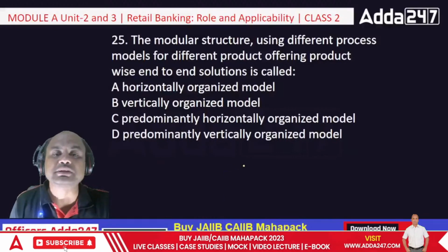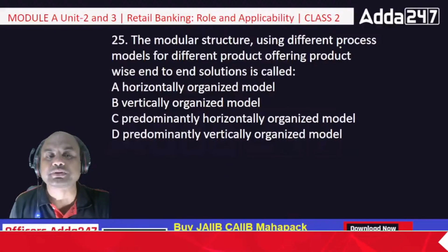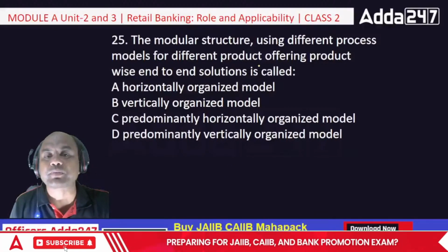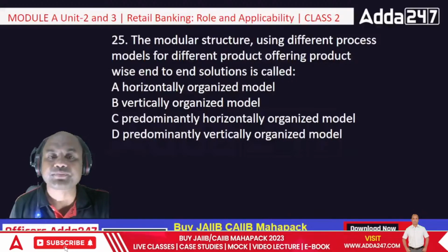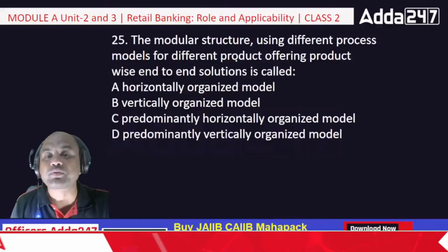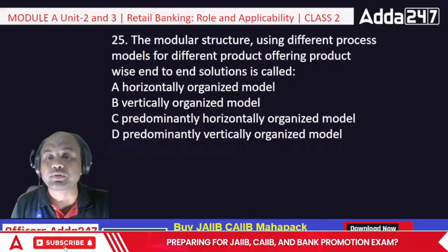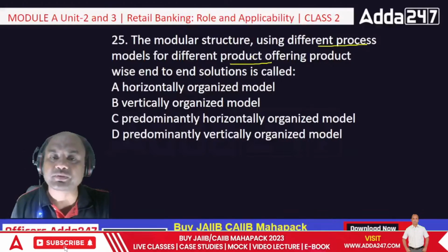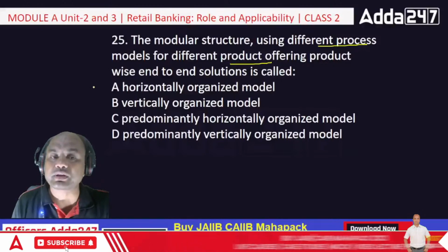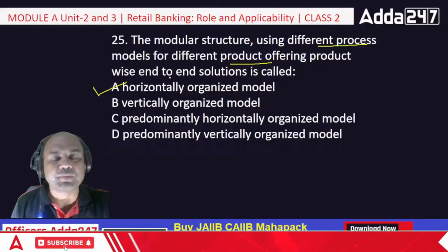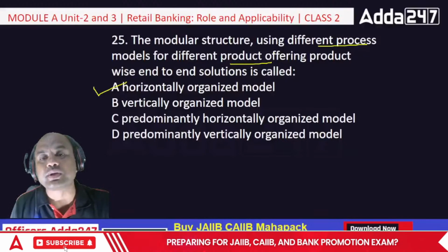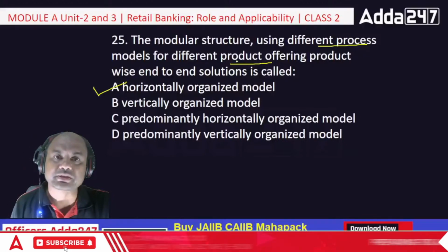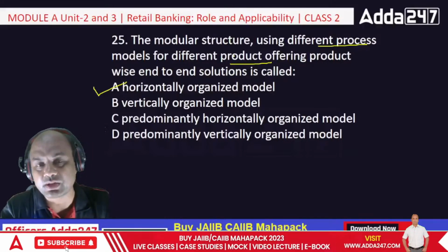The modular structure using different process models for different products, offering product-wise end-to-end solutions, is called as. Now see, look at this. Different process models using different product offerings, different processes for different products. So it is horizontally. Okay, because we are not talking to each other, different process, different products. So that's why it is horizontally.